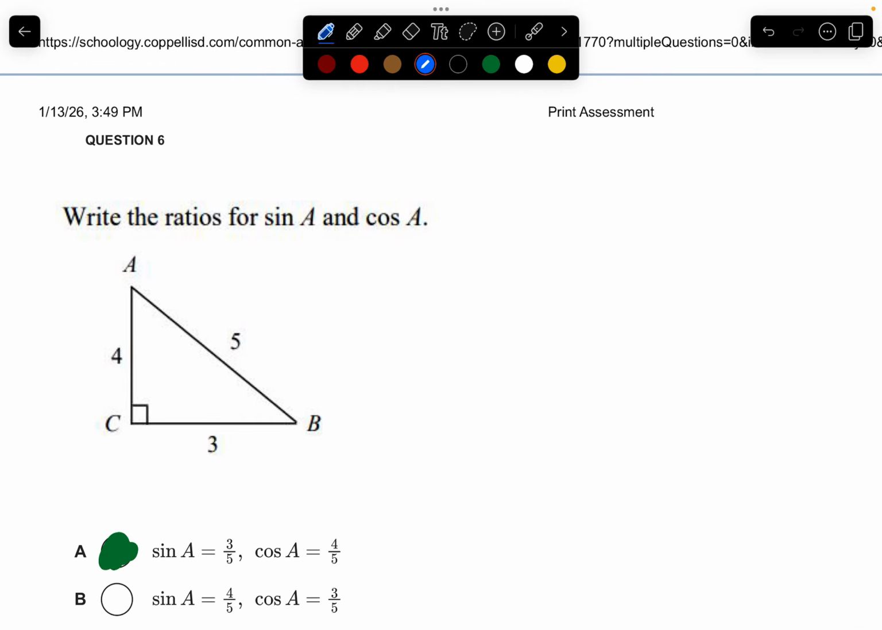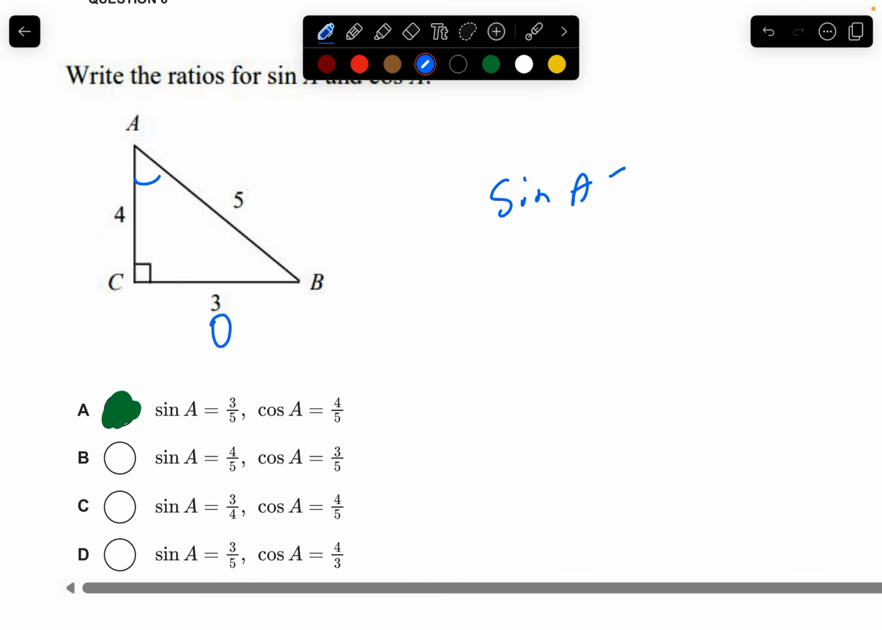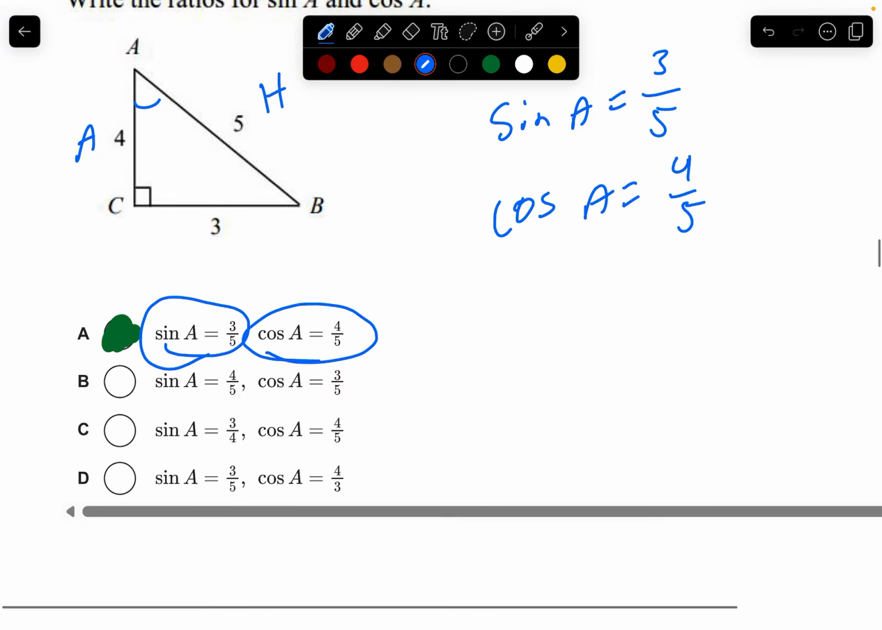Write the ratios for sine A and cosine A. Write the what? The ratios. We're not solving for angle A. It doesn't say that. It's just what are the ratios. So for angle A, sine would be opposite over hypotenuse. So the sine of angle A would be opposite 3 over hypotenuse 5. So sine of angle A would be 3/5. Moving on to the cosine of angle A. Cosine is adjacent over hypotenuse. The cosine of angle A equals adjacent 4 over hypotenuse 5. So choice A here is the one that has those correct for us. Love it. Moving on.